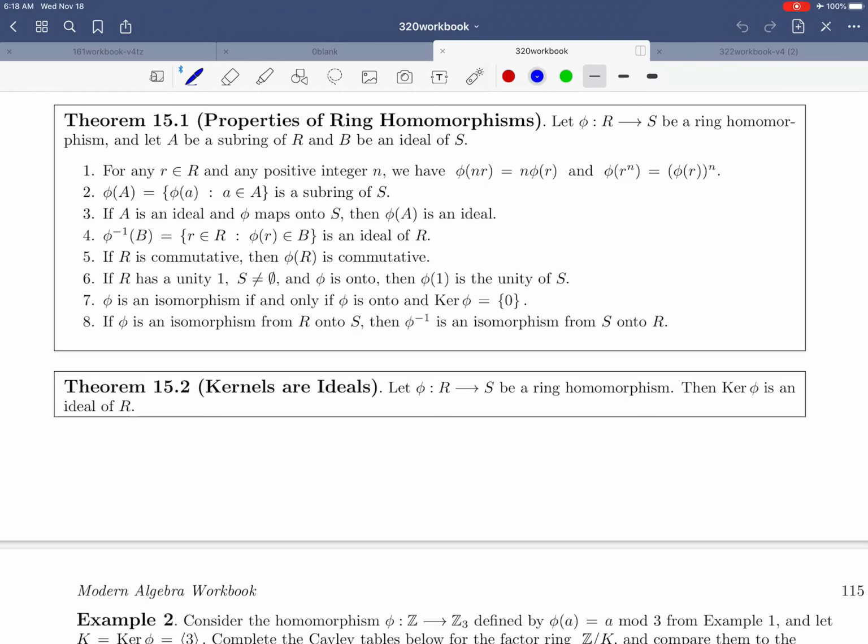Hello everybody, and welcome back to page 114 in the workbook. So in this video we're going to be looking at two theorems about ring homomorphisms, and let's start with Theorem 15.1. It's called Properties of Ring Homomorphisms.